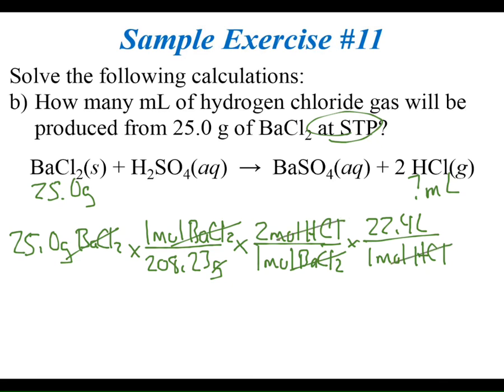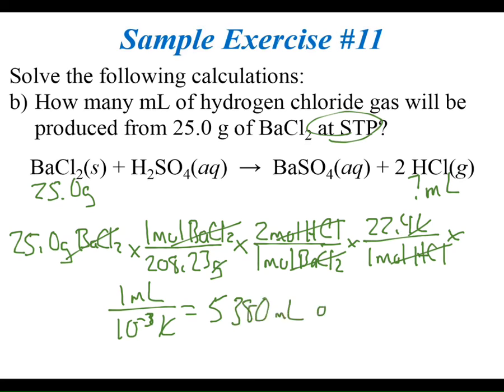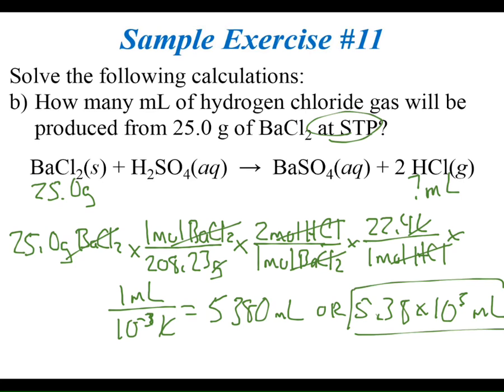I'm in liters, but I want to be in milliliters. Yes, so 1 milliliter is 10 to the negative third liters. Sorry for my messy 3 there. And what'd you get? Should have 3 sig figs. So what is it with 3 sig figs? 5,380 milliliters, or 5.38 times 10 to the third. Probably the more preferred way there, so we get rid of those ambiguous zeros at the end. Okay, a little messy, but we're in a hurry here. Okay, any questions on that one?